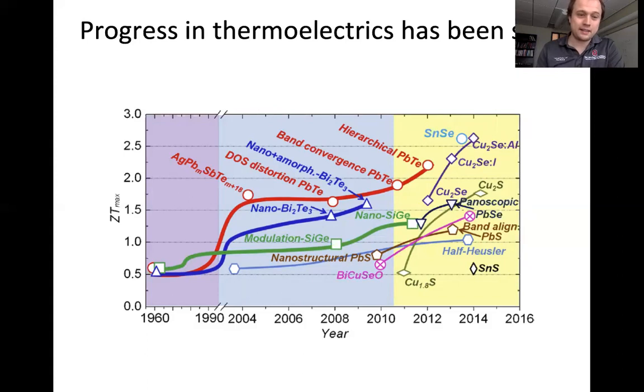So here you're looking at the maximum reported ZT for different classes of materials over the last 60 years, since 1960. And you see that it improved from a world record of 0.5 to maybe 2.5 in 60 years. And so for those of us in solid state physics who are used to Moore's law, this is a very unpleasant situation.